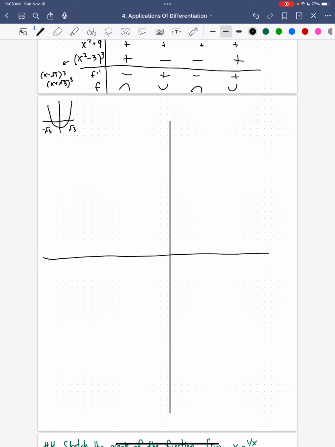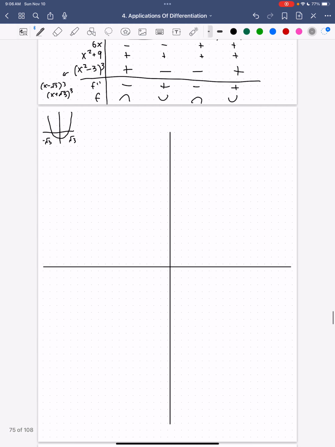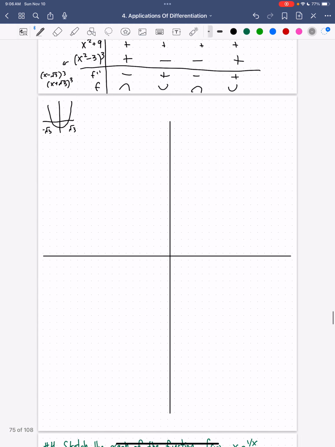We've got odd symmetry here, so I can use that a little bit to guide us. Let's see. Okay, so we had that vertical asymptote at negative root 3. I'm going to just put that like here. Another one at positive root 3. It's about the same.